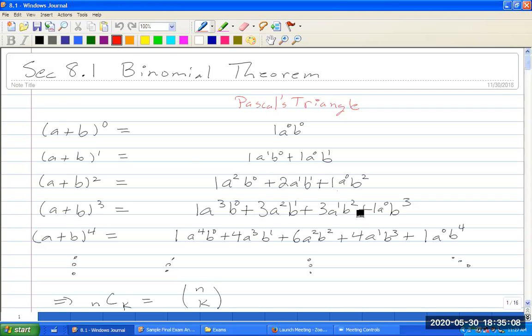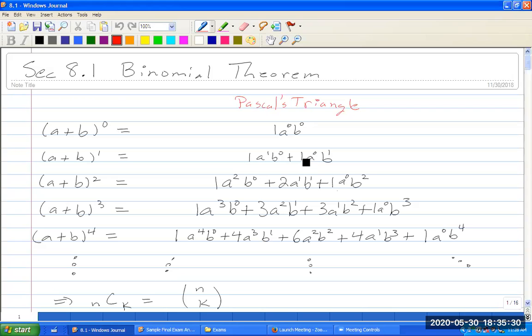Next, the exponents go in a nice pattern: 4, 3, 2, 1, 0 for A, and 0, 1, 2, 3, 4 for B, and that occurs for all of them. Next, the coefficients are just the coefficients of Pascal's triangle.